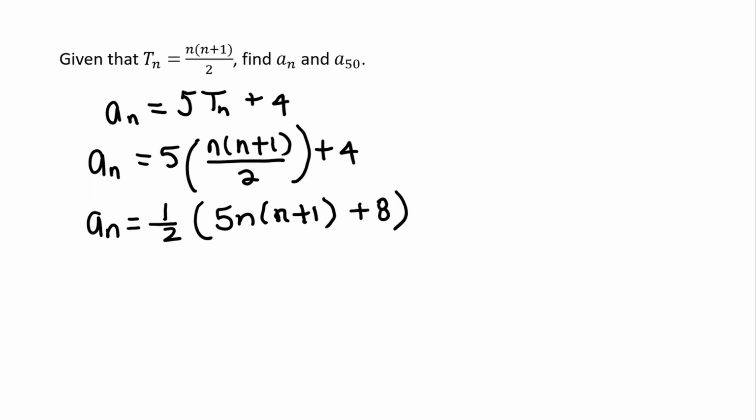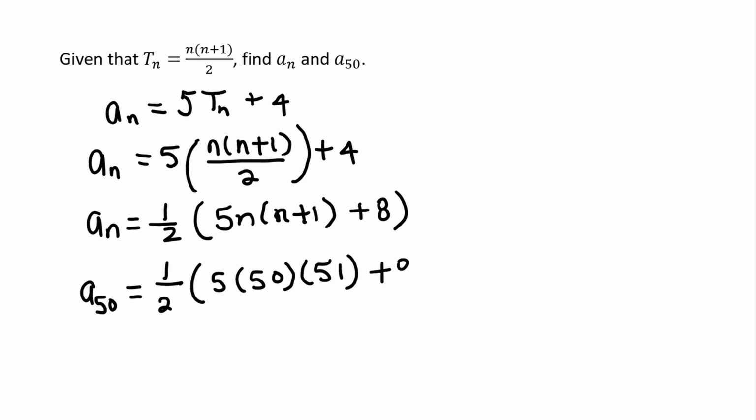Then to find a sub 50, we're going to compute this by putting 50 in every place there is an n. So you got 1/2, 5 times 50 times, and if you don't mind, I'm going to go ahead and do the n plus 1 as 51, plus 8. And at this point, let's just use our calculator to get the output.